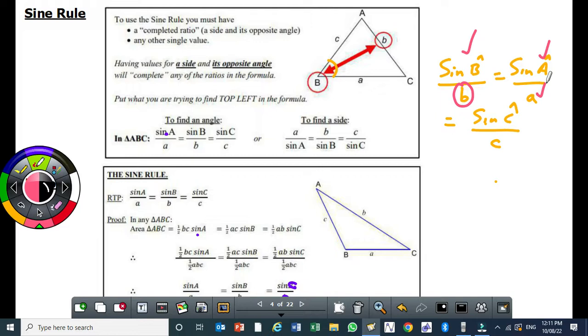Now, with the sine rule, the good thing about it is that you can use it to calculate an interior angle. Now, if you want to calculate an interior angle, it means you must be given two sides and one angle. But that angle which you are given, the side opposite it must be provided. You can also use it to calculate the length of a side, whereby two angles must be given and one side which is opposite one of the two angles. So those are the scenarios.